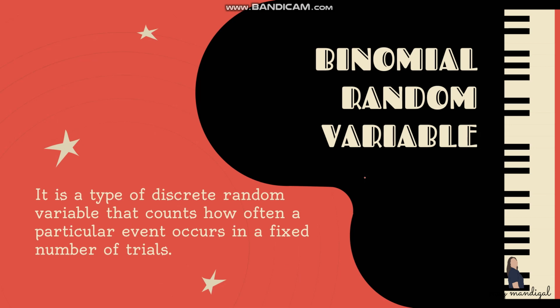It is a type of discrete random variable that counts how often a particular event occurs in a fixed number of trials. When we say binomial random variable, this is a kind of variable wherein there are only two results whenever we do an experiment. For example, tossing a coin. It can only be heads or tails. Counting the number of true in a true or false test is also an example of a binomial random variable because the results may be true or false only. That's why it's called binomial random variable.